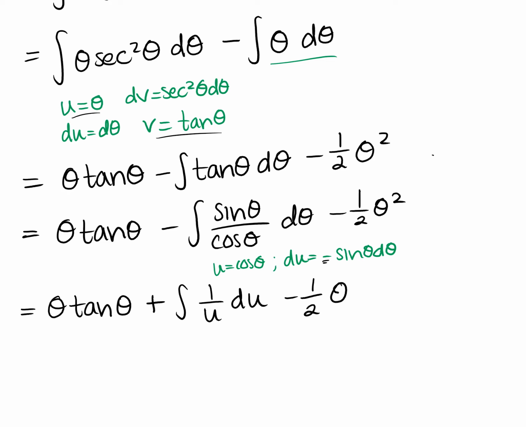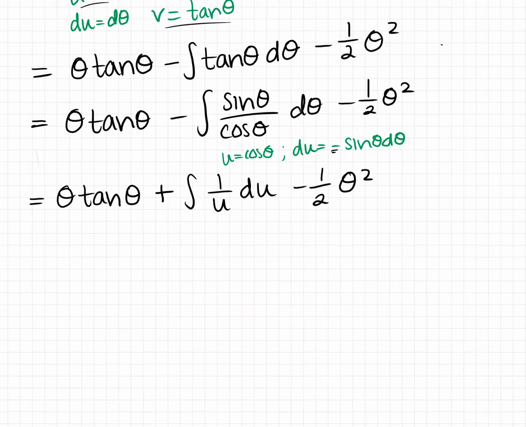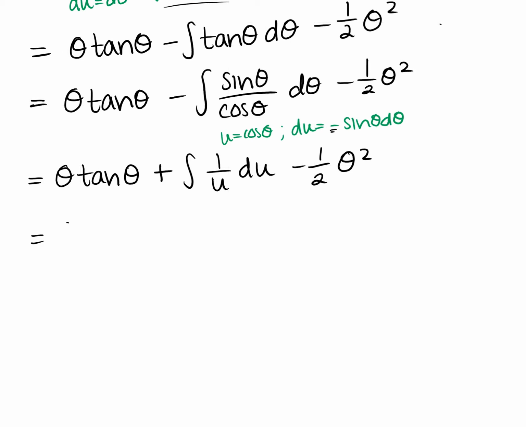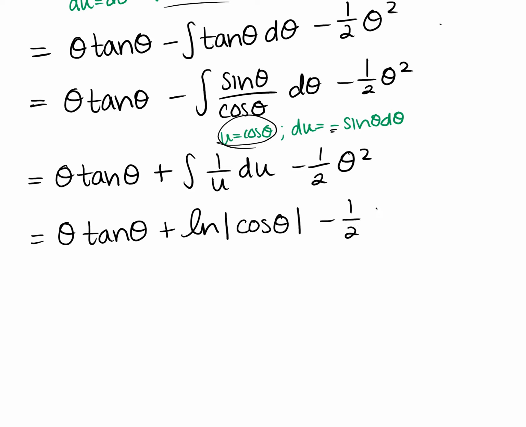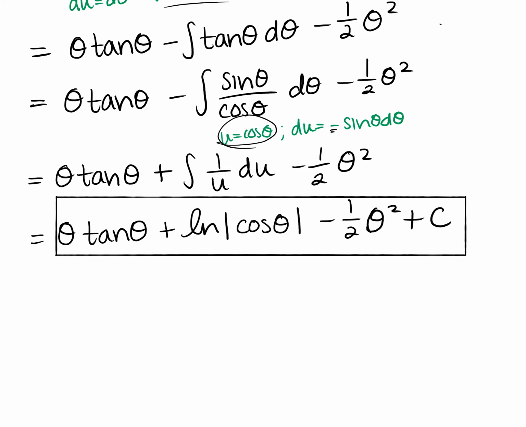Not being lazy, I'm carrying everything down with me, and we are almost done. So we get theta tangent of theta, plus the natural log, absolute value of u, but in this case, what did I let u be? Cosine of theta, absolute value, minus 1/2 theta squared. And now we're just going to add all the C's together to get one big C right there. And we're done.